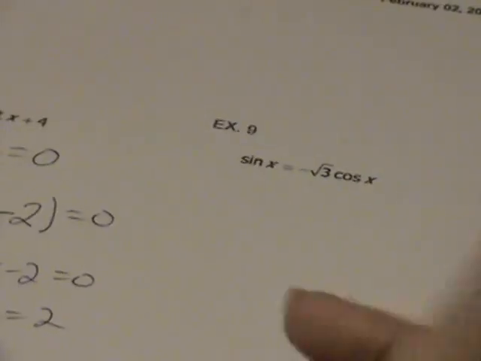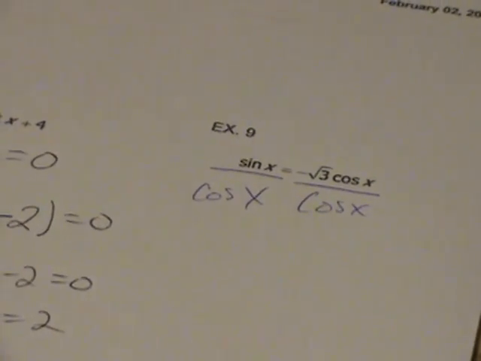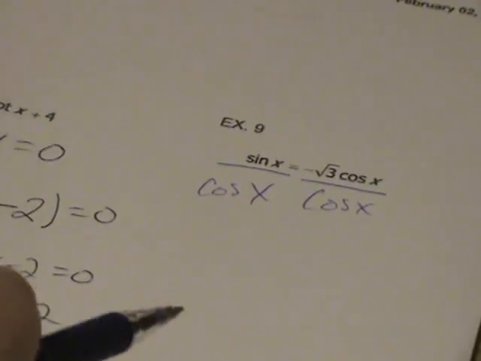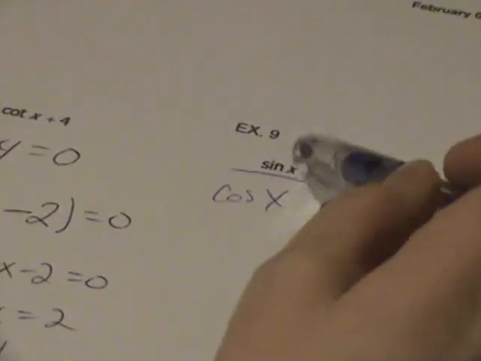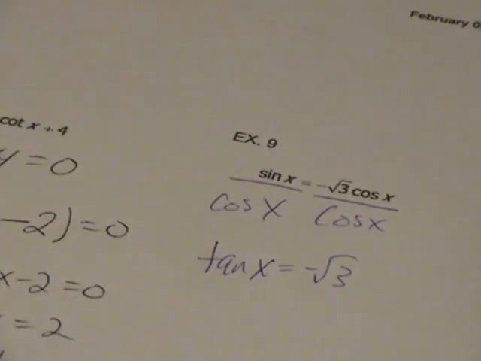This is what we're going to do. I'm going to divide both sides by cosine. That's what I'm going to do. Because sine over cosine is tangent. And now I have this to solve.